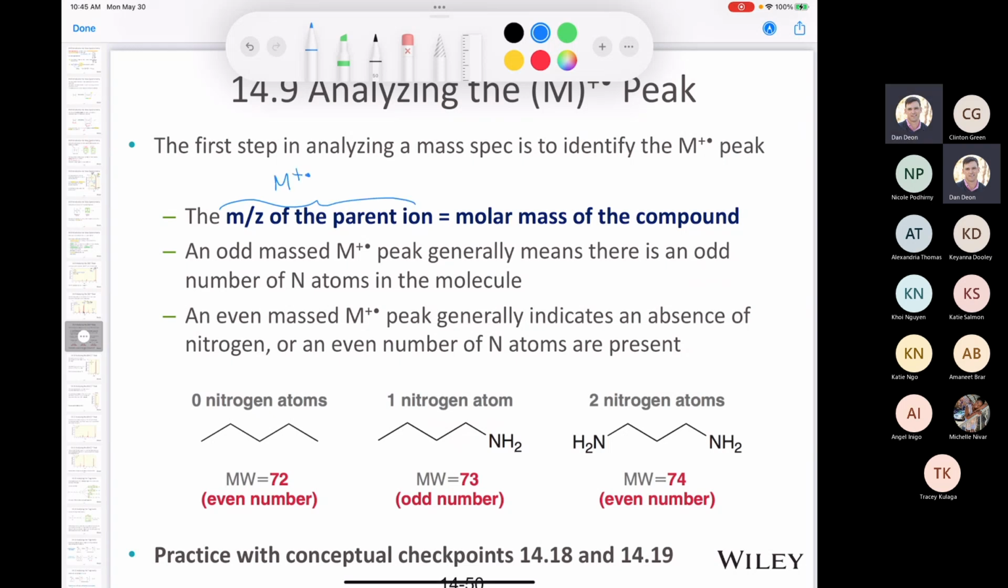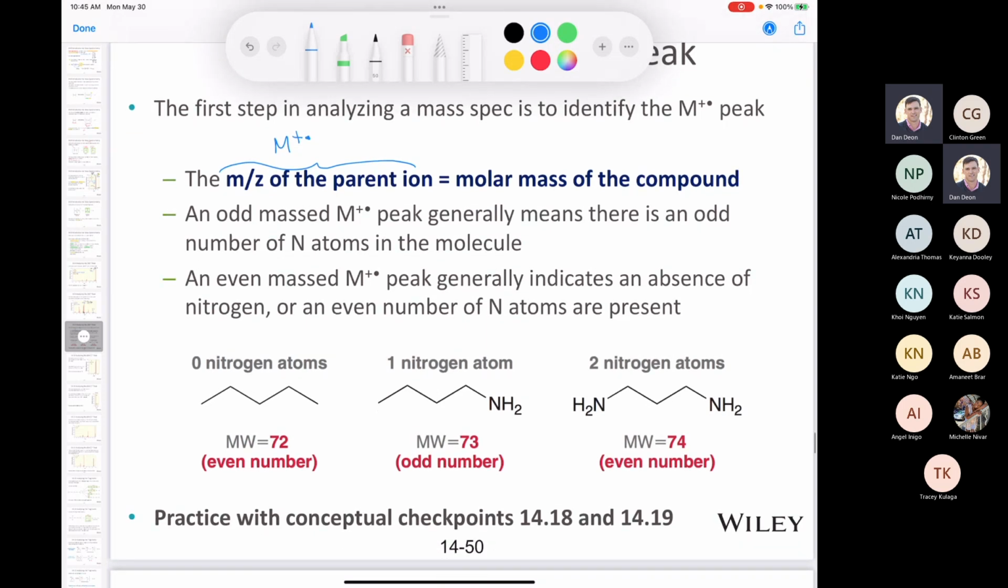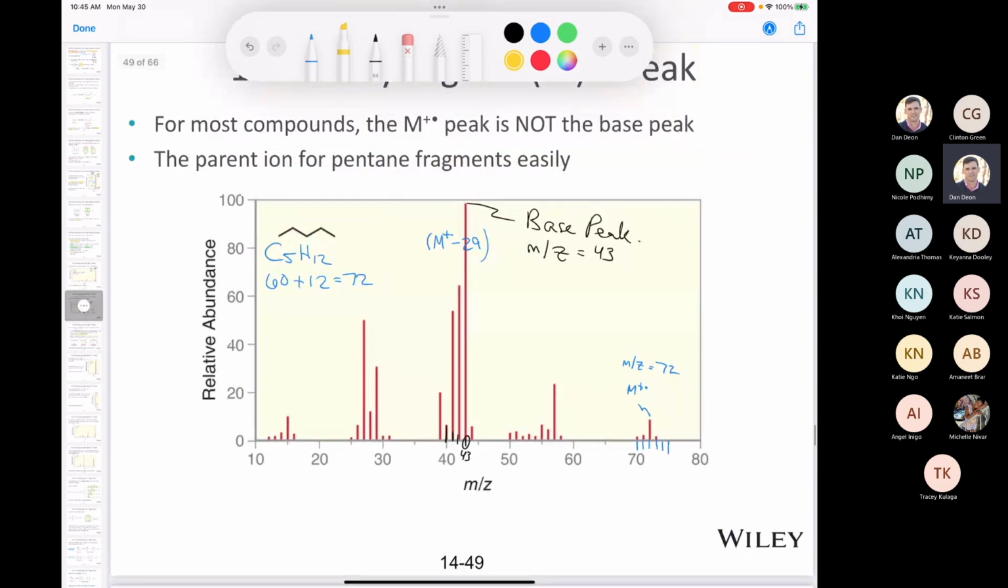Well, there's a really neat rule that we call the nitrogen rule that helps us get some information from a molecular ion or a parent ion. It's this. If you have an odd massed molecular ion, it means that there's going to be an odd number of nitrogens in the molecule. Simple as that. You have an odd mass, you have an odd number of nitrogens. Check this out. If we go back, butane had an even mass, it didn't have any nitrogens.